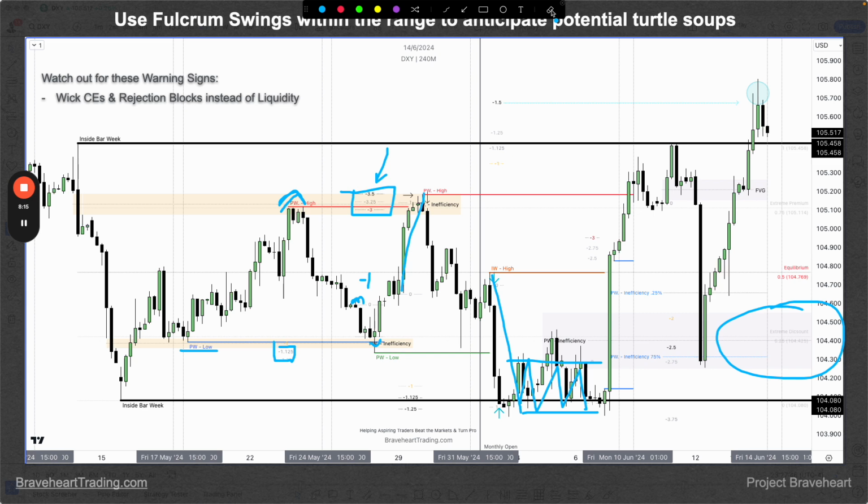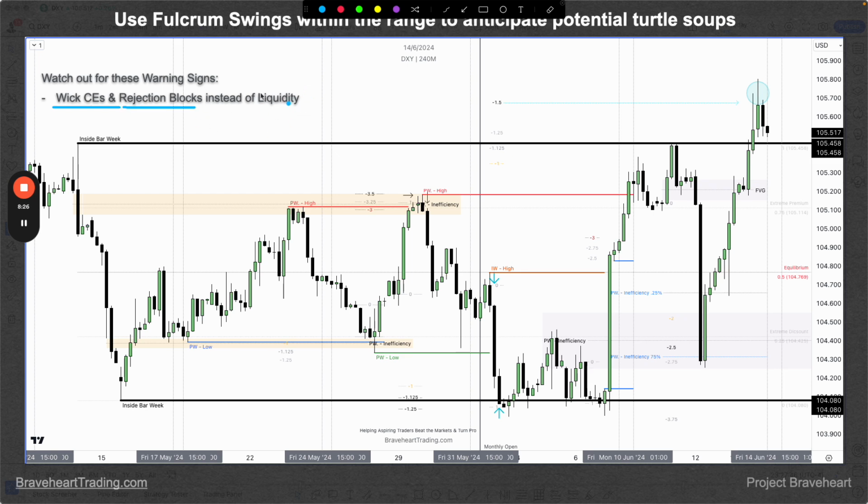And lastly, just want to point out that you should watch out for wick CEs and rejection blocks instead of liquidity. Whenever price is going to take out a liquidity pool like this, if you're watching EU or GU at the same time and it doesn't take out the high, it's most likely because it's using a rejection block or wick CE instead. So what would that look like? If we see this swing low, you can see how it holds the wick CE here, and it doesn't take out the low.